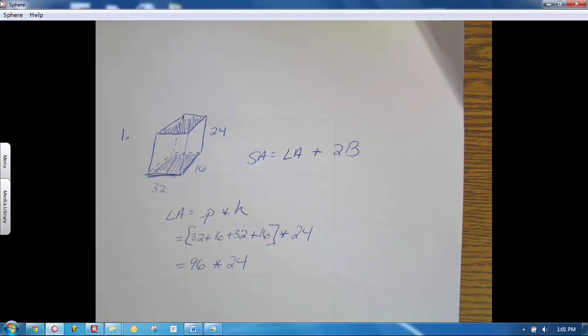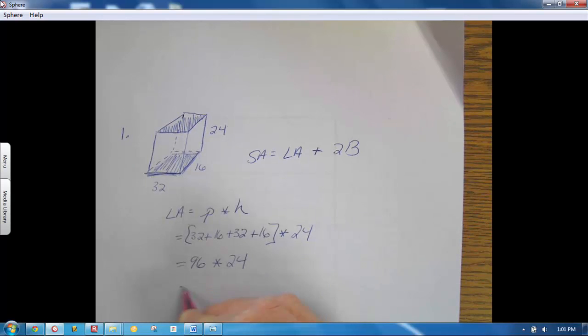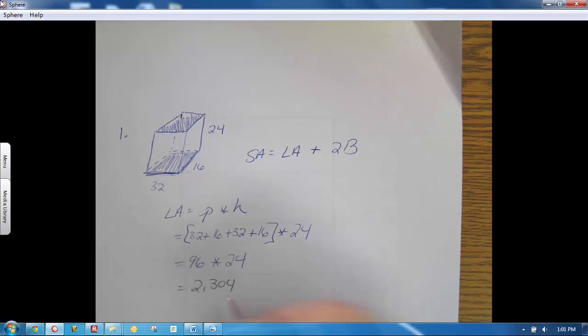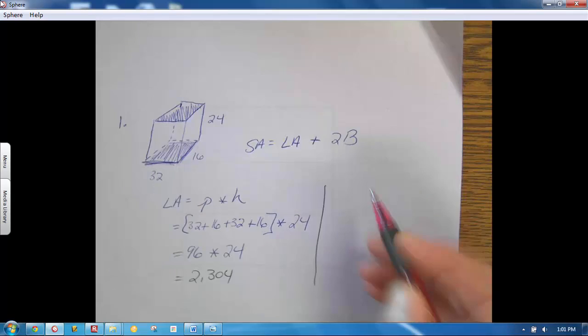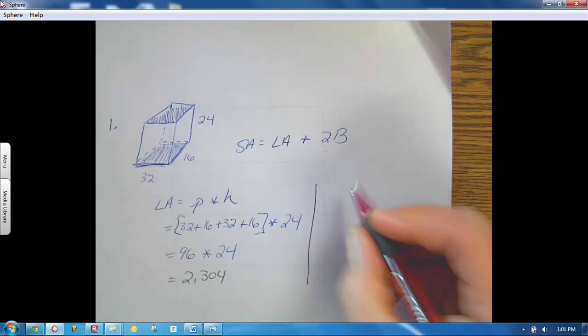When we multiply those two numbers together, 96 times 24, we get a lateral area of 2,304. Now the lateral area covers the four sides of this rectangular prism. What we need to find now is the area of two bases.